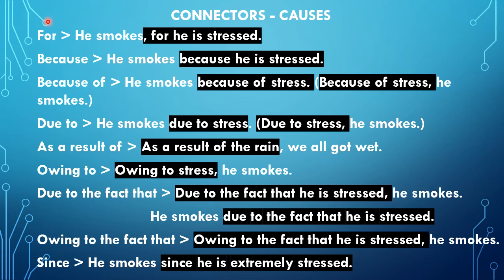So as you can see, these are the possible connectors that you can use to show a cause. Pay attention to how they are written in a sentence. Pay attention to the use of commas. Pay attention to whether it is followed by a subject plus verb or a noun. You've already learned this, so we may not be able to go through this much deeper.